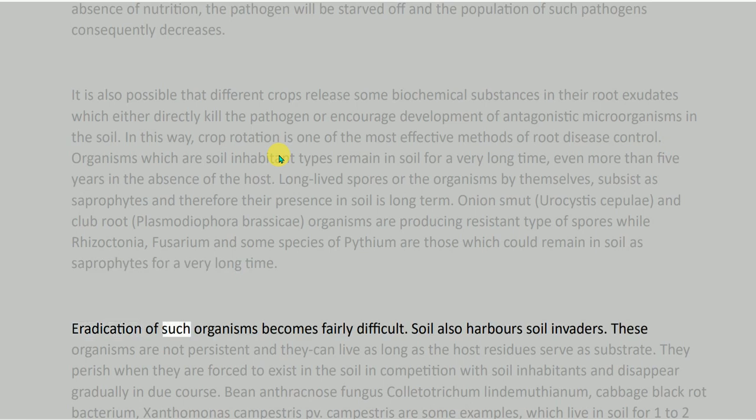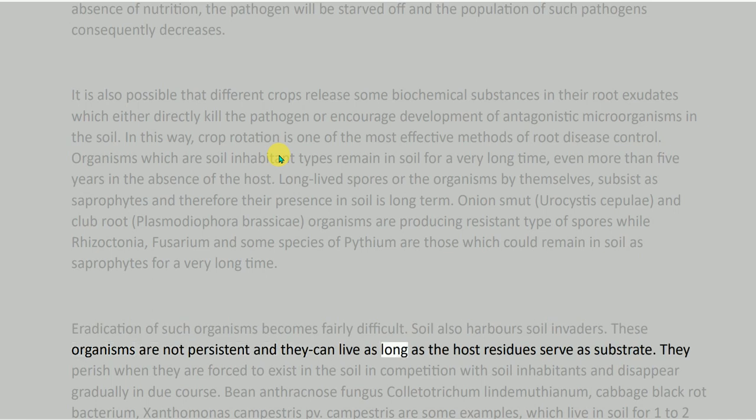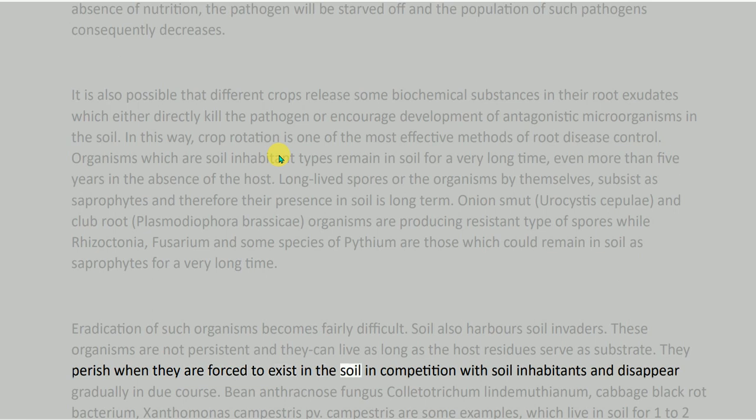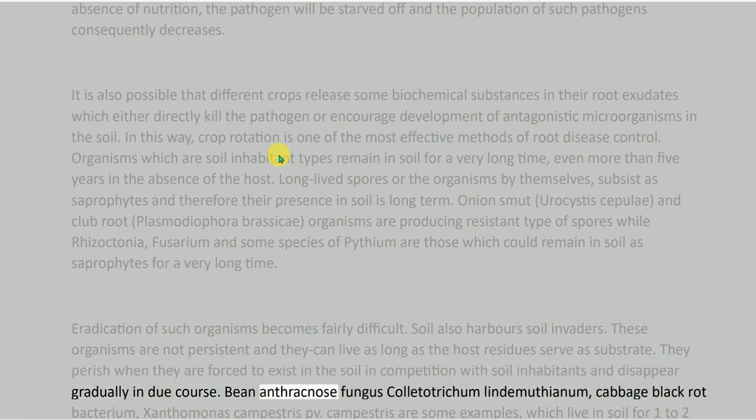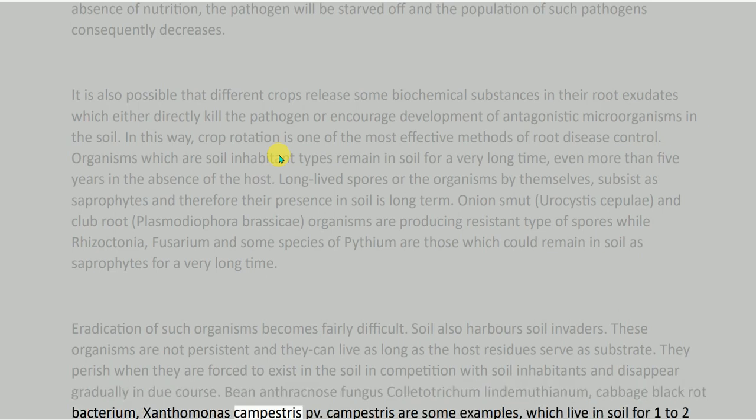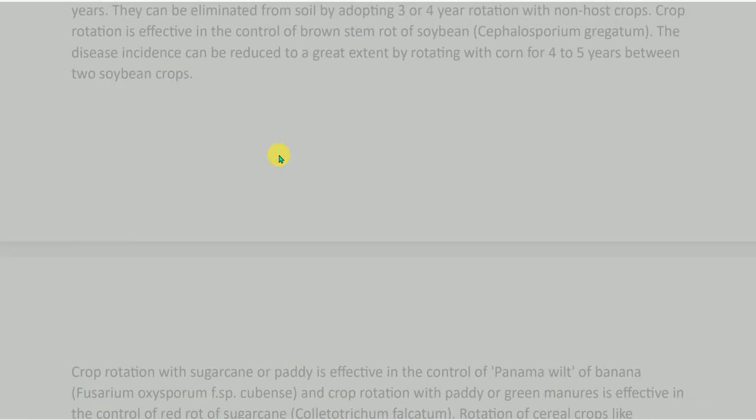Soil also harbors soil invaders. These organisms are not persistent and they can live as long as the host residues serve as substrate. They perish when they are forced to exist in the soil in competition with soil inhabitants and disappear gradually in due course. Bean anthracnose fungus, Colletotrichum lindemuthianum, and cabbage black rot bacterium, Xanthomonas campestris pv. campestris, are some examples, which live in soil for 1 to 2 years. They can be eliminated from soil by adopting 3 or 4 year rotation with non-host crops.